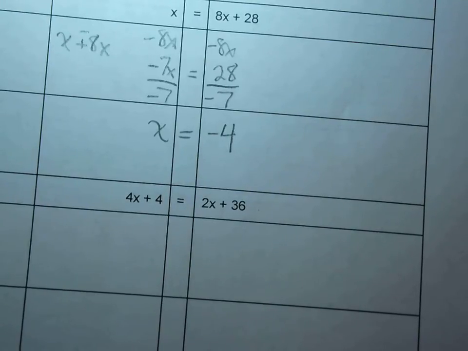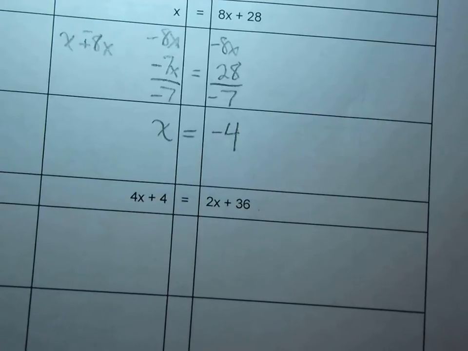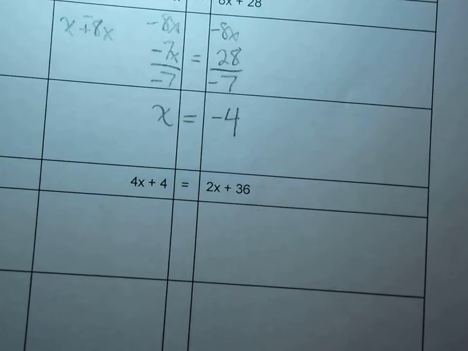I'm going to give you about a minute to figure out the first step of this next problem: 4x plus 4 is equal to 2x plus 36. Start working. Decide what side you want your x's on and what side you want your numbers on. I should see writing on your paper. You're working this out.